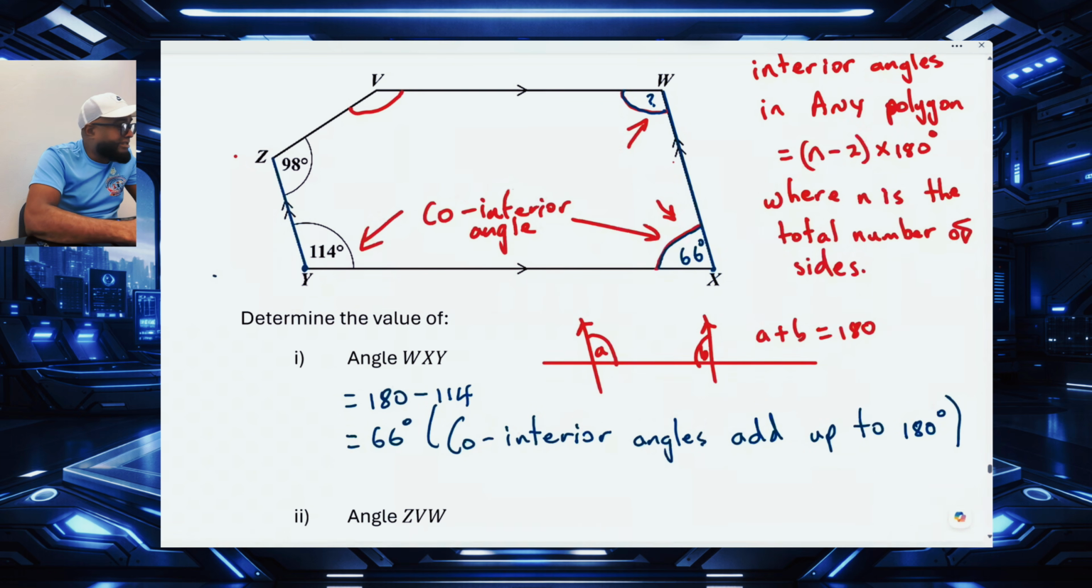Co-interior angles is one. Co-interior angles are to parallel lines and bearings and even circle theorems what changing the subject of the formula is to algebra. It's one of the main theorems that you must know. So co-interior here again.